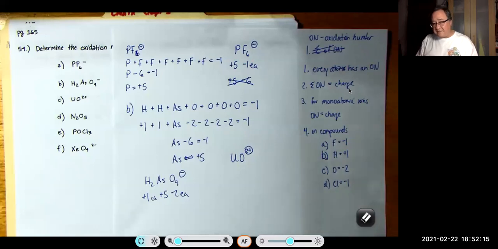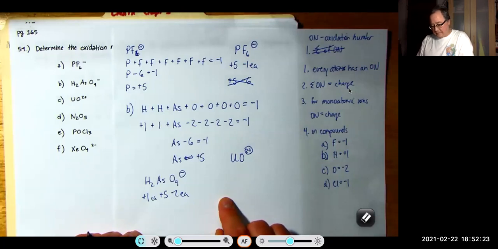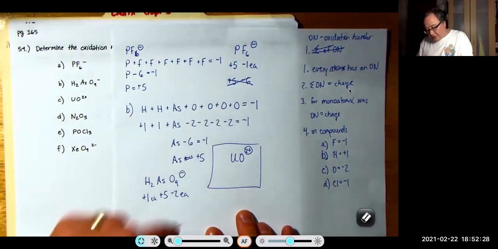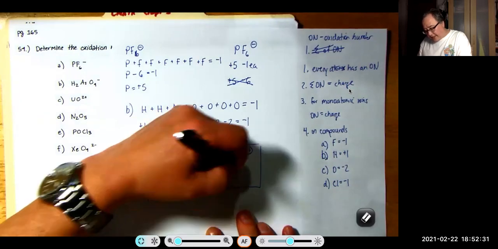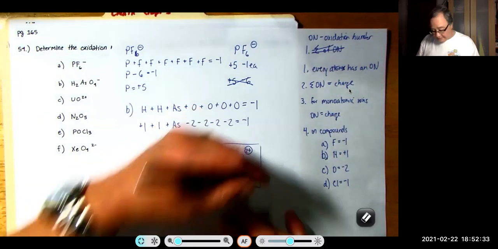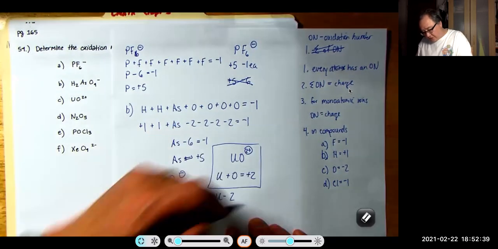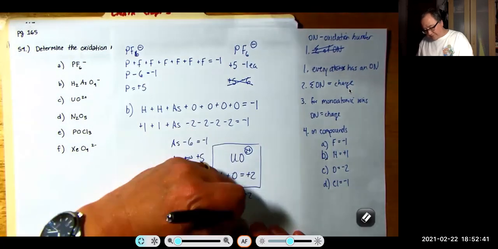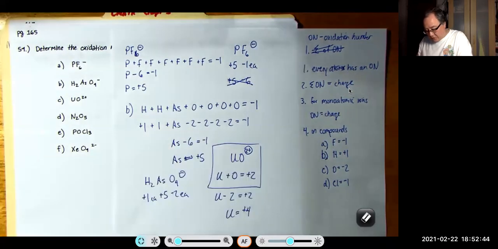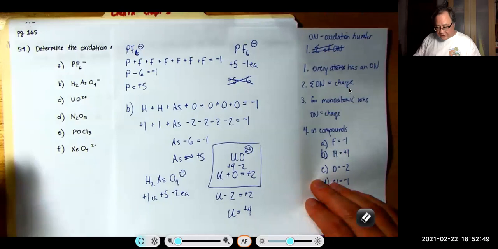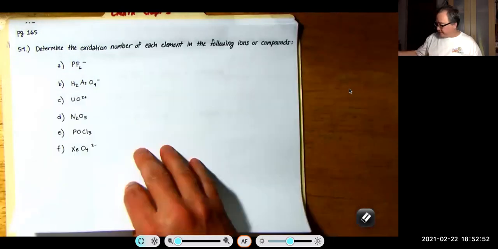Have you got it, Greg? Okay, so we know that the U plus the O should be plus 2. We know that the oxygen is a minus 2. So we get that the U is a plus 4. So we got plus 4 and minus 2. So that's how you assign oxidation numbers. I'll let you guys practice some more with these.